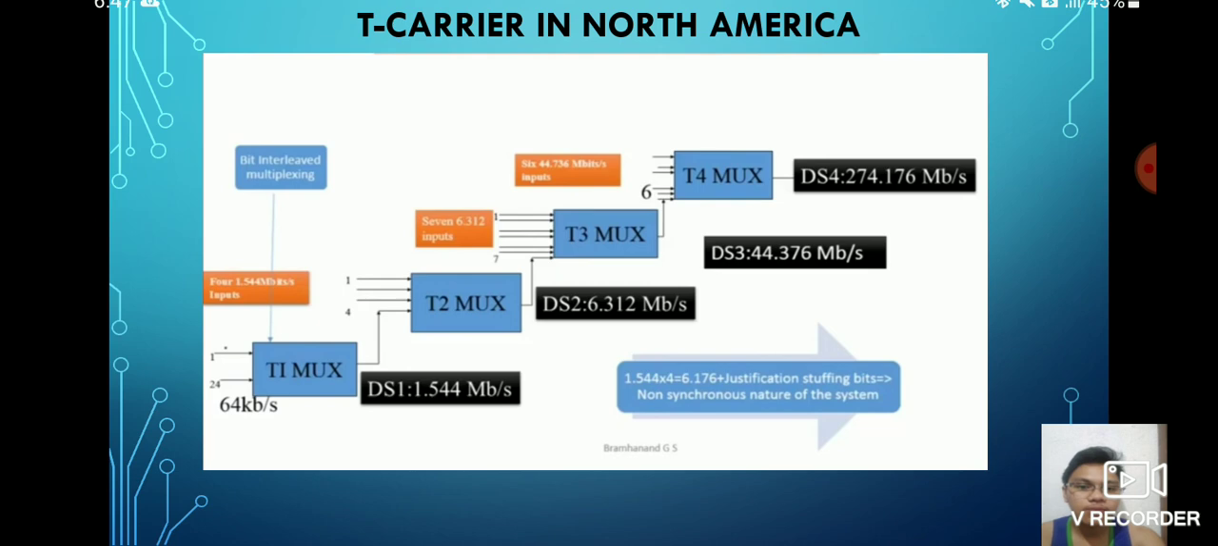But one of the advantages of bit interleaved multiplexing is that it interleaves bit by bit, so the buffer and the memory required for the particular mux can be small because it needs to process only a small amount of data at a given point in time. So this is the hierarchy of the T carrier.